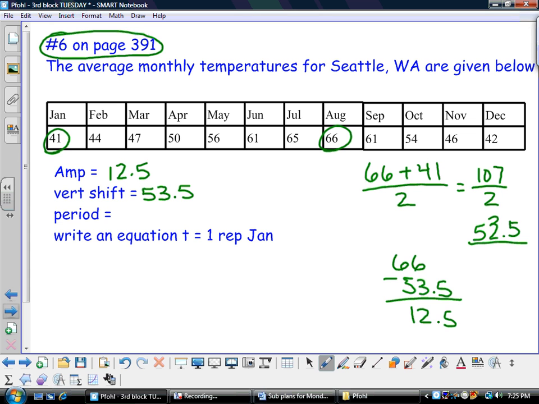Part C says, what's the period of this graph? Well, how long does it take for this graph to repeat? It takes 12 months for this graph to repeat. Every year, these temperatures are repeating.